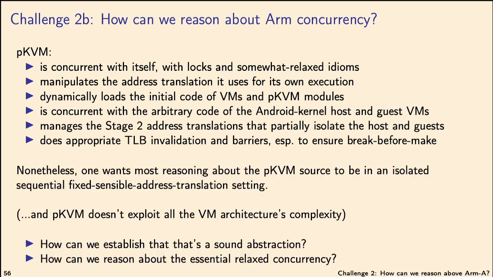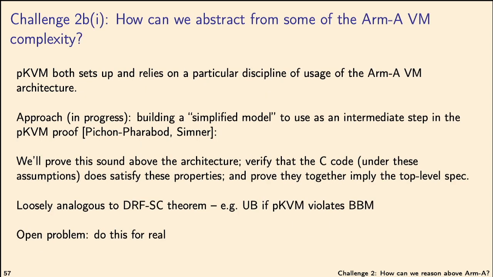So we have to be able to reason about this stuff, but nonetheless, for most of the reasoning about the C code of the hypervisor, you want to be under the isolated, sequential, sensible, fixed translation assumptions. So how can we establish that that's a sound abstraction, and for the bits of concurrency that are not like that, how do we reason about those? Those are good problems. Well, let's look at it first.